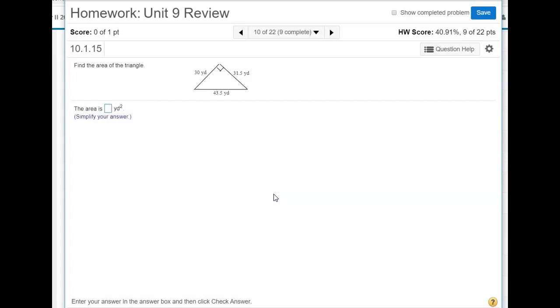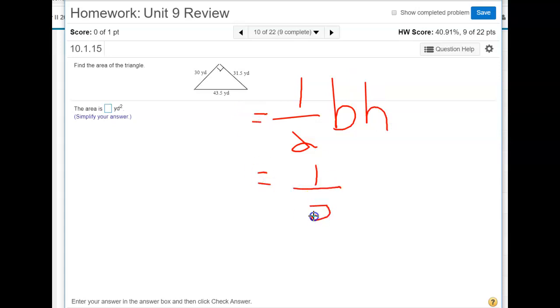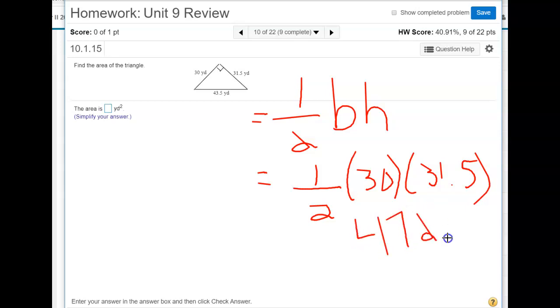Next one, we have to find the area of the triangle. So a couple different ways we could do this. We can use our formula 1/2 base times height. What you would want to do in this particular case is recognize the best base to use is either the 30 or the 31.5. And I say that because the other piece is the height. Remember, when we draw on that height, it ends up being perpendicular. We end up with 472.5.